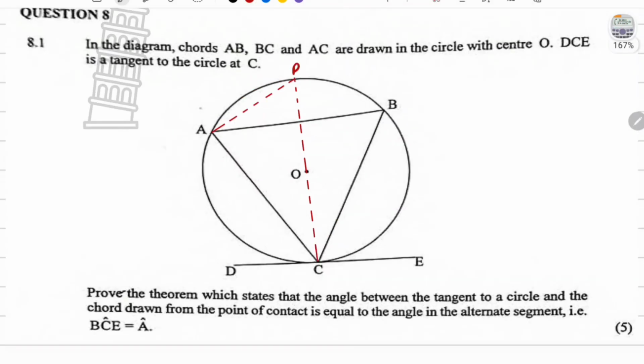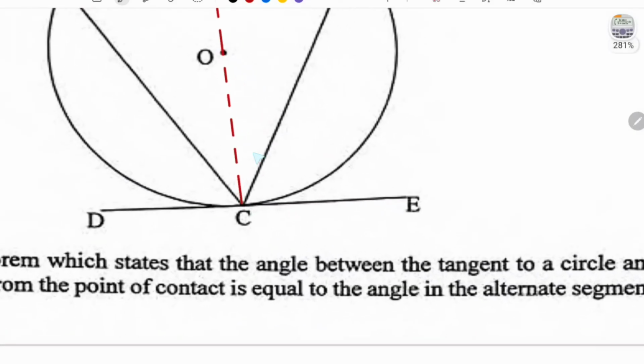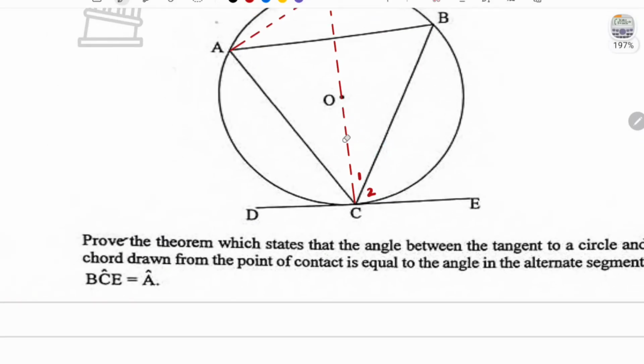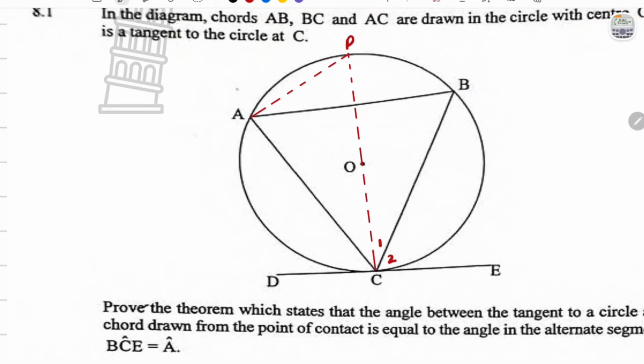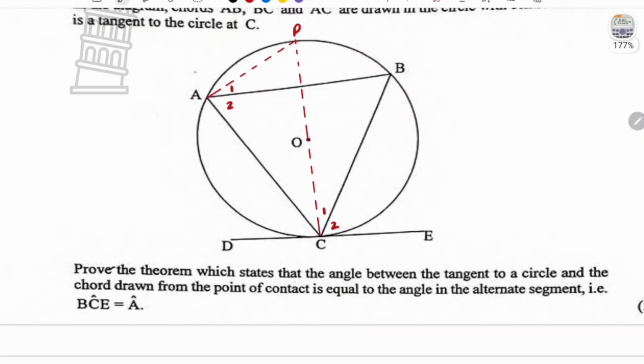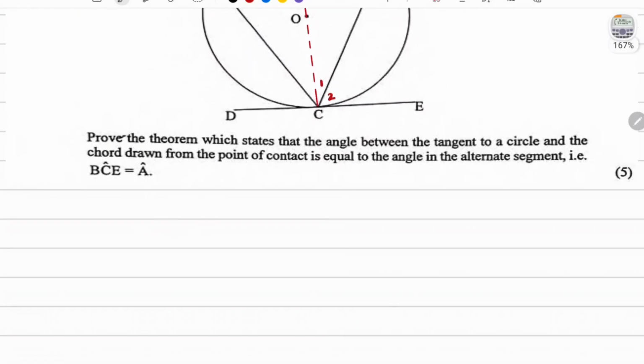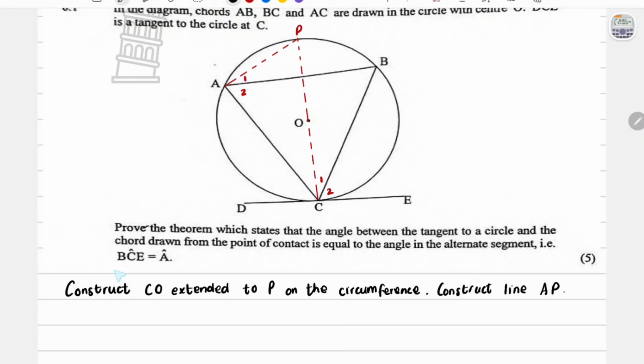In your exam, they're probably going to give you the actual diagram and you can construct on it. So we're going to name these angles. We're going to call that angle C1 and that's angle C2. You're going to use these angles here. And then that is angle A1 and angle A2. Now that we have everything, let's write down what we constructed: construct CO extended to P on the circumference and construct line AP.